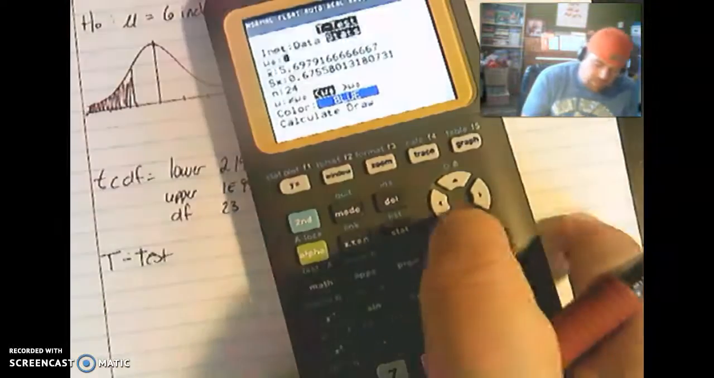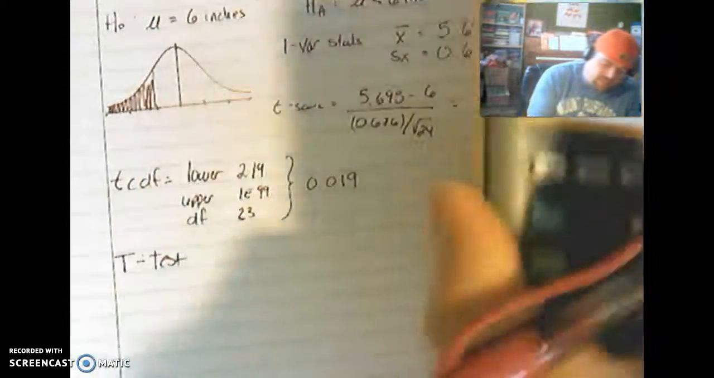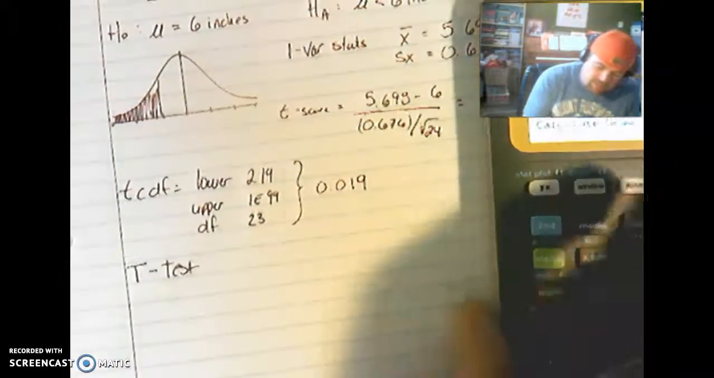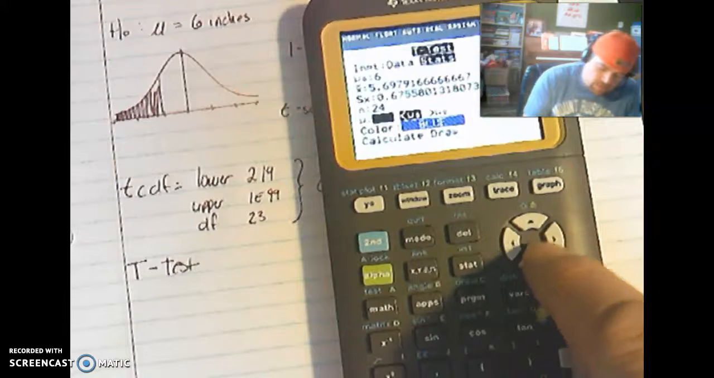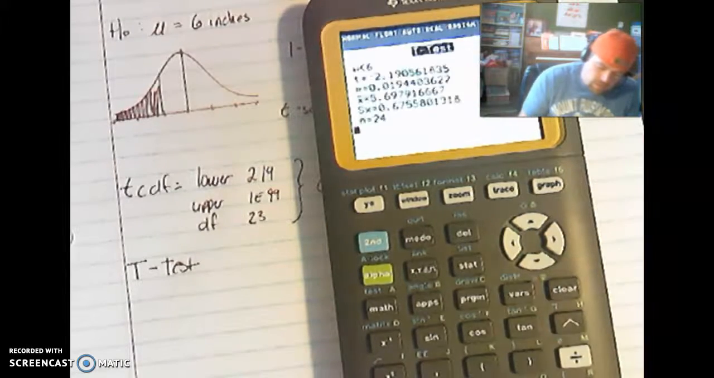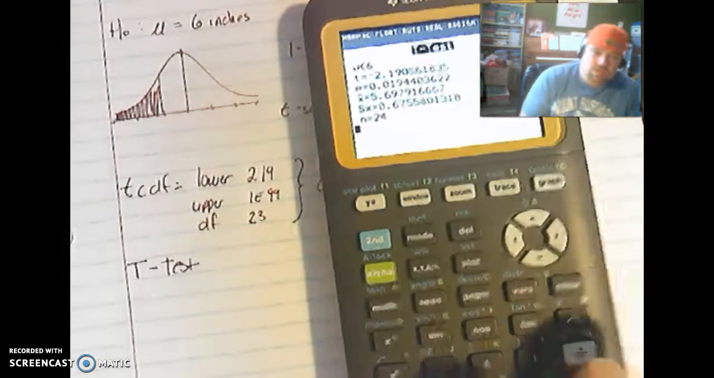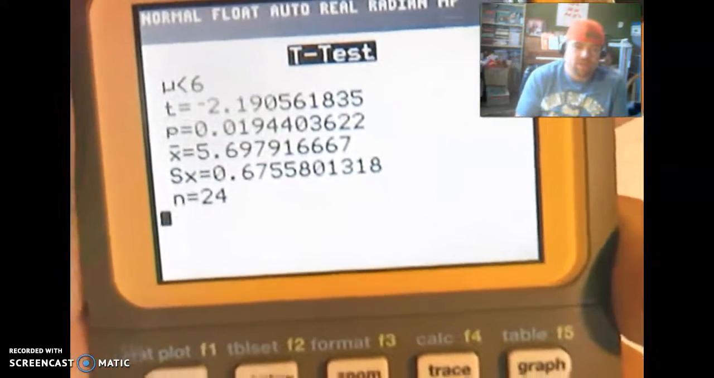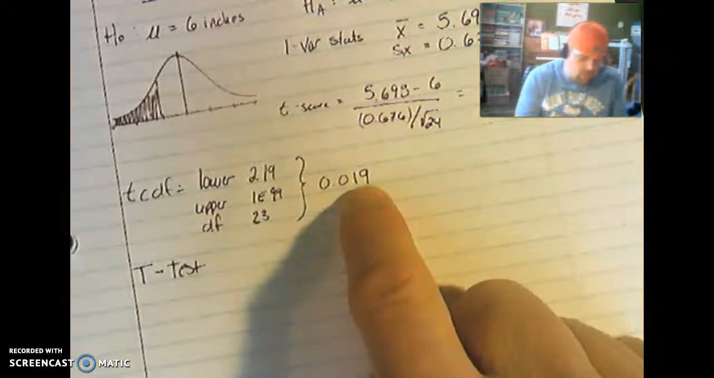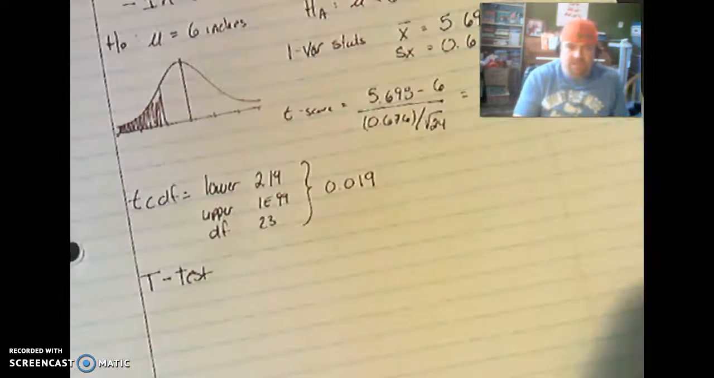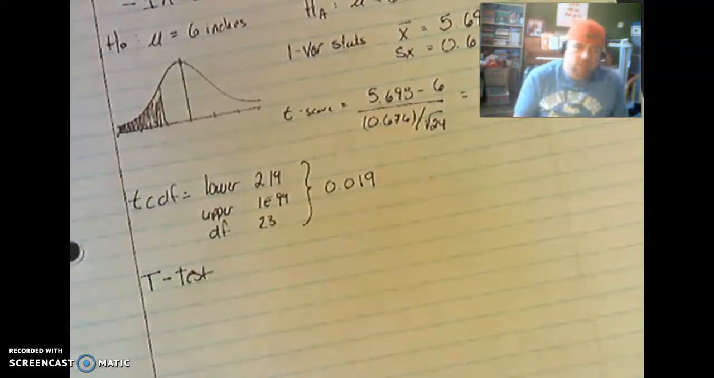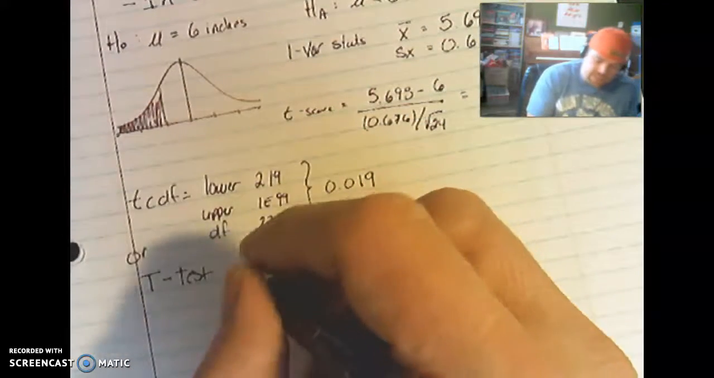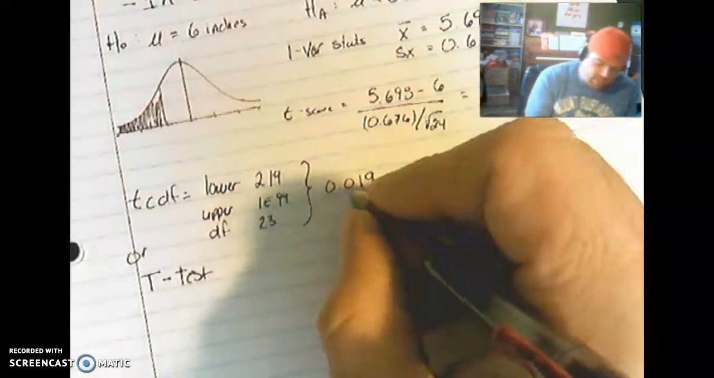Then I come down here, and I want less than. So there's my t-score, which is what I got, and there's my p-value, which is what we have here. Everything is about the same. So there are 2 ways you can do it: you can do a t-score and a tcdf, or you can do a t-test, enter the data in, and you get the same thing.